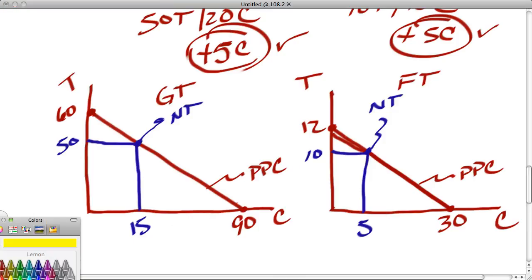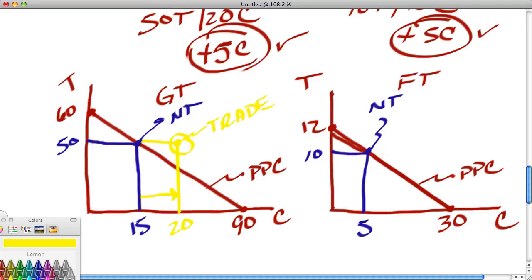However, when they traded, what happened? They moved out beyond this line. They actually moved out to a point out here. We'll call that the trade outcome. 50 tomatoes, 20 corn. In other words, Greenthumb was able to escape the limitations of her production possibility curve. She was able to improve her choices by trading. And it looked at the beginning of this problem like she would have no reason to cooperate with Five Thumb. And look, she's better off by working with this other gardener.